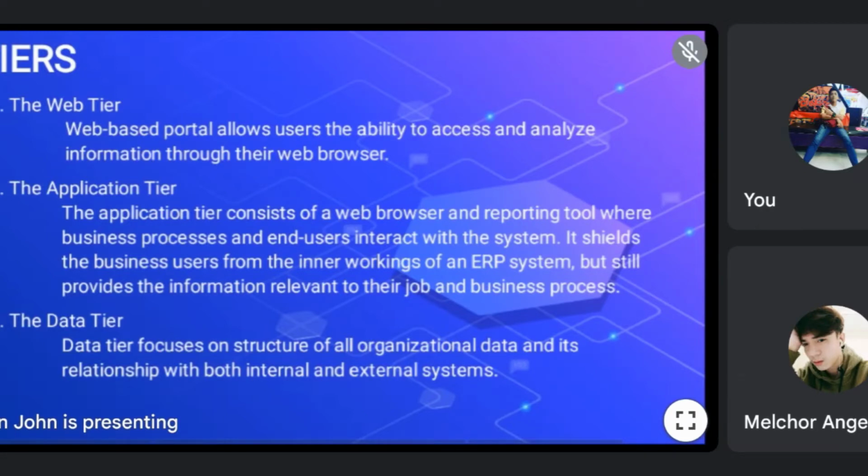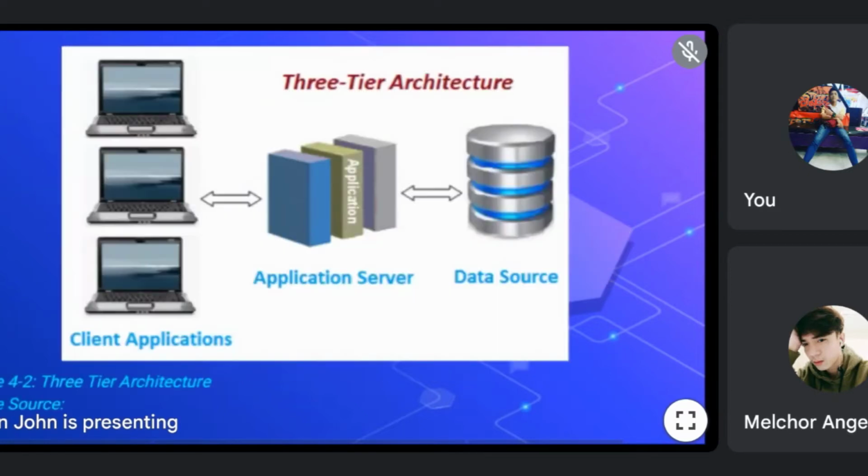It shields the business user from the inner working of an ERP system but still provides the information relevant to their job and business process. And number 3, the data tier. Data tier focuses on the structures of all the organization's data and its relationship with both internal and external systems. Next.